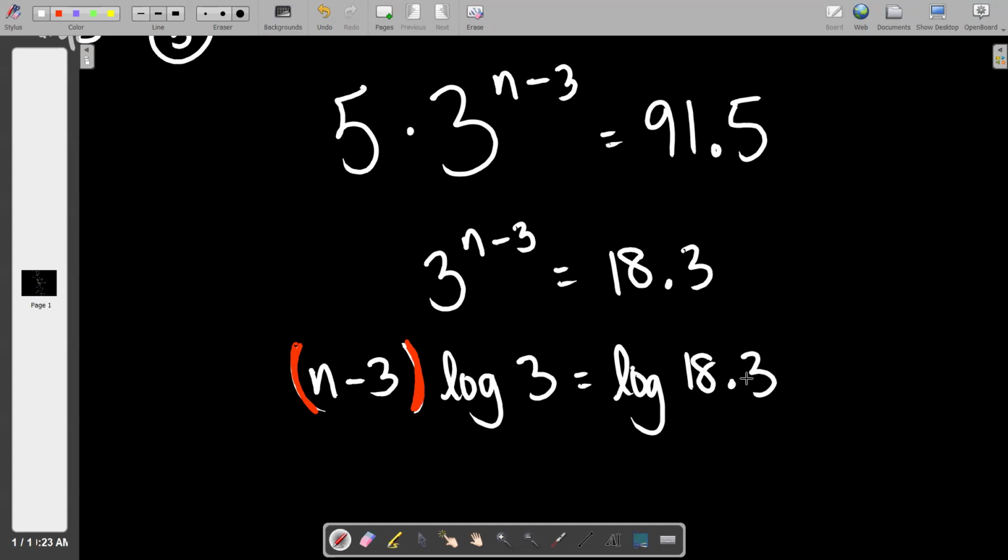18.3. Good. Now just think about the math. In what order do we have to begin picking away at it to get n by itself? We have to do the log of 18.3 divided by the log of 3, close parentheses, and then subtract the negative 3. Just add 3. Oh, I mean add 3, my bad. Right. And then that's it. You're done. Nice. Good job.